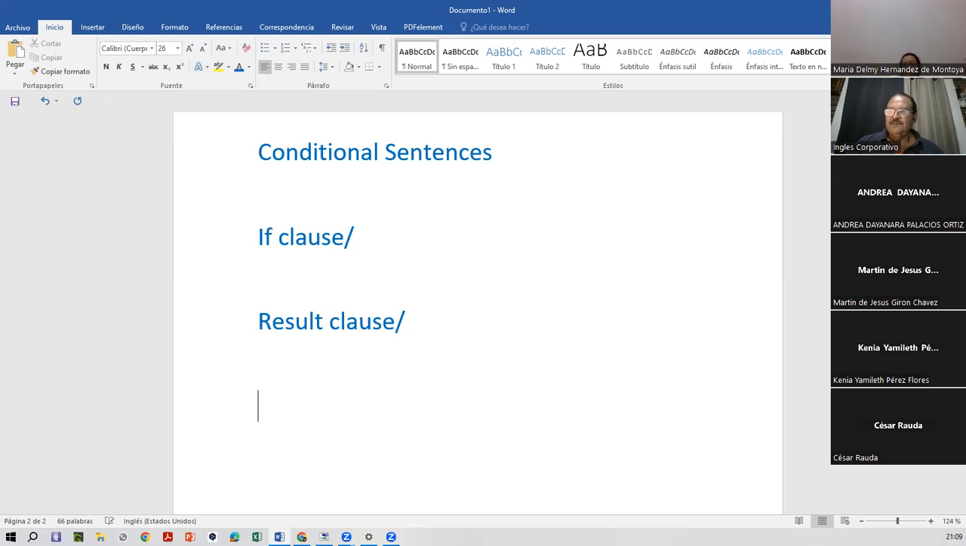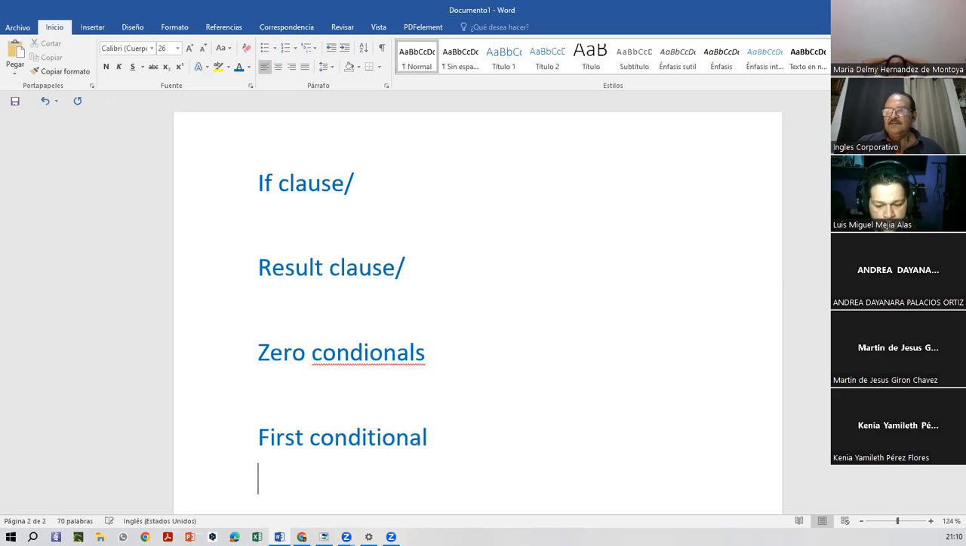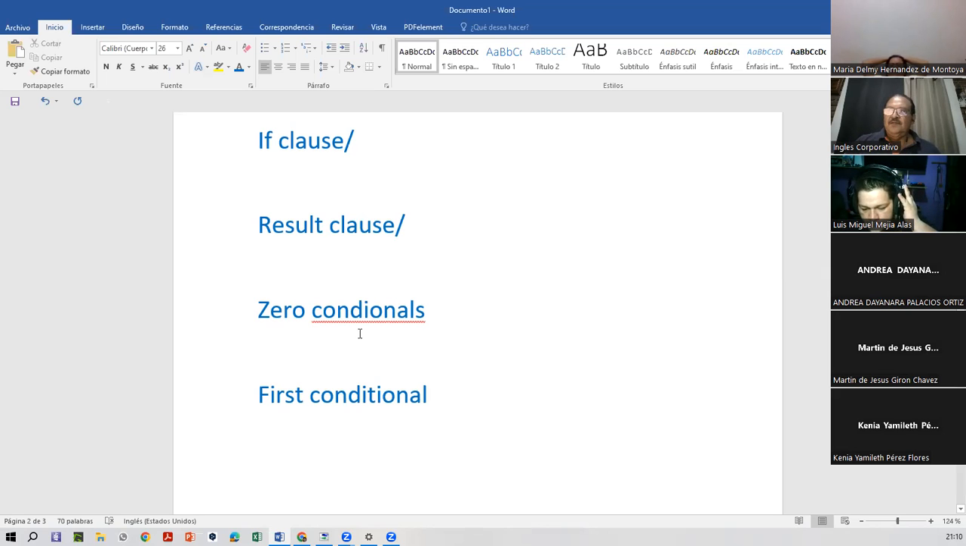So in the if clause, we have zero conditional. There are different types of conditionals. Okay, one of them is the zero. Then we have the first conditional. Then we have the second, third, and then we have the mixed conditional. Okay, up to there are like five types of conditional sentences. And then the condition.